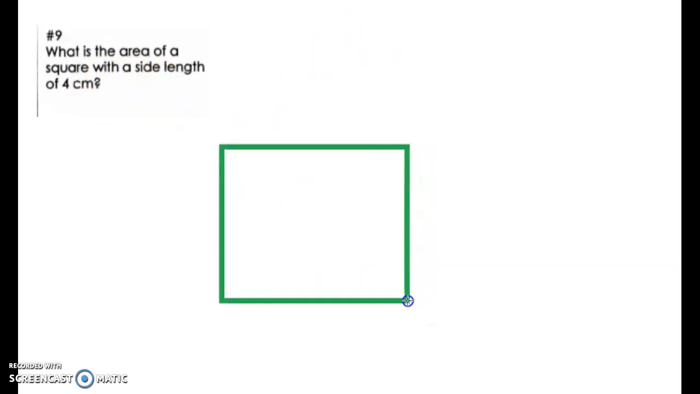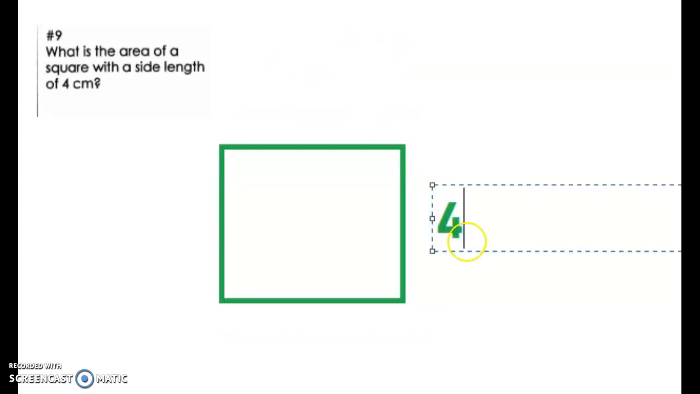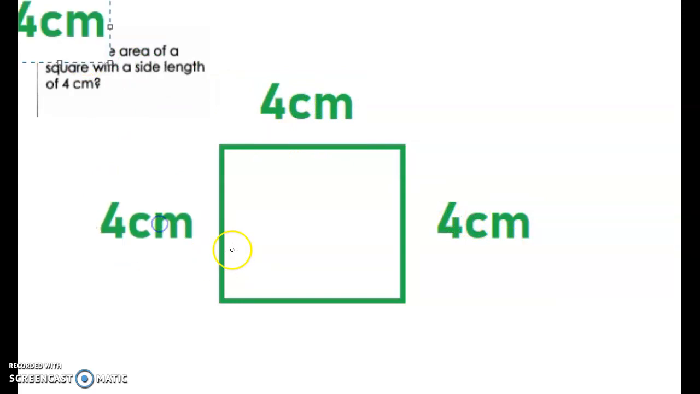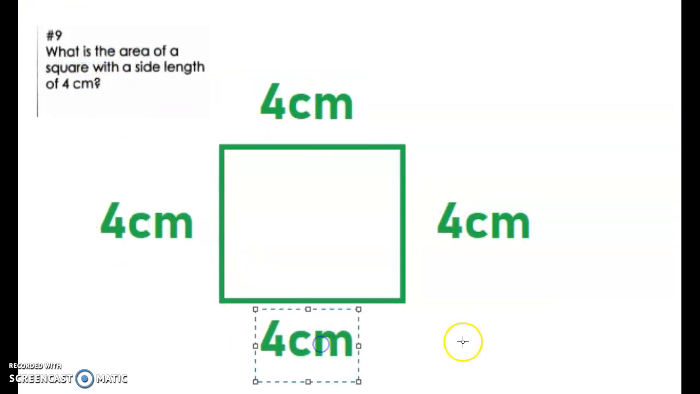All right, number 9 says, what is the area of a square with the side length of 4 centimeters? So let's draw a square here. Oh, I did that quick, huh? So it says one side is 4 centimeters. Well, if I know that this side is 4 centimeters, that means this one is, and this one is, and this one is, because this is a square. They're all even, right?